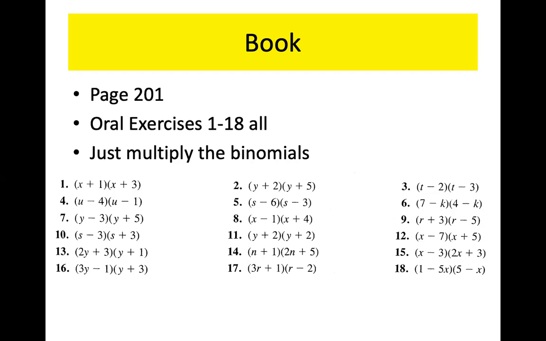Let's do number 3. Oh, they're in the right order this time. So Ari, this is the drill, and it doesn't change. Multiply the first things together. What do you get? You're right, t squared. Very good. Then you multiply the last things together. A negative times a negative is a positive, so it's plus 6.